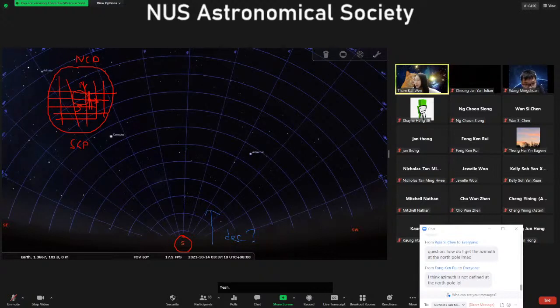So this would be how your right ascension and declination lines would look if you were on the equator, which is at Singapore. And if you look towards the south, remember that the south projects towards the south celestial pole. So the stars will revolve around the celestial poles. These would be your declination lines all the way until the celestial equator, and this would be your right ascension lines.